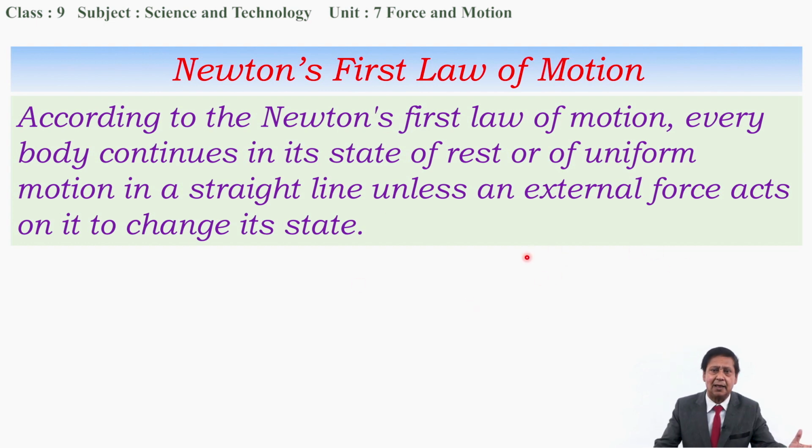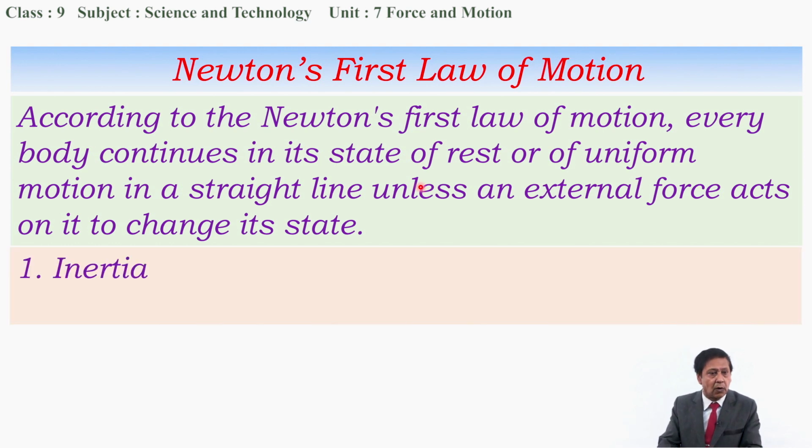What is the meaning of this law? Can you see the first part of the law? Look at the first part. What is written here? According to Newton's first law of motion, every body continues its state of rest or uniform motion. What does it mean? They have a tendency to continue their state of rest and motion, and this tendency of the body is called inertia. And that's why Newton's first law tells us about the inertia of the body.